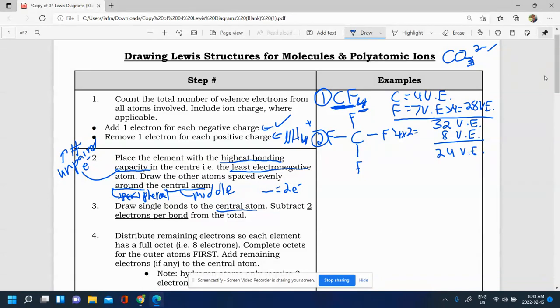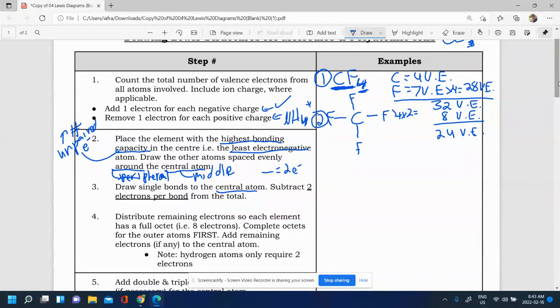And so now that we have 24 electrons left, we're going to place the remaining electrons around the atoms until they get a full octet. In other words, they have their complete valence shell, or 8 electrons. And generally, we do that for the outer atoms first, the peripheral atoms first. And then if there's any left, we can put them on the central atom. Just a little reminder, not all elements will require 8 electrons to be happy. For example, hydrogen just needs 2 electrons to be happy. So you can stop at that point.